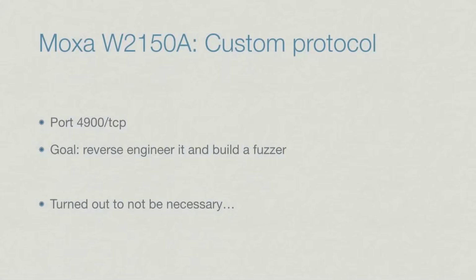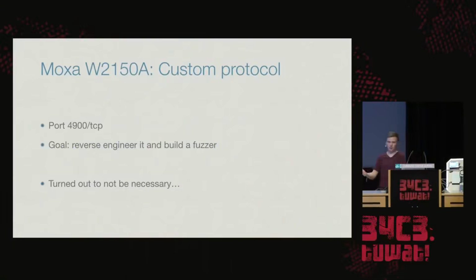Alrighty, but I know what you're thinking, right? Like these are authenticated bugs in the web interface. So we need something unauthenticated. We want something that's like cool and a real exploit, right? And so I decided to look at this custom TCP protocol, which runs on port 4900. And my goal was to reverse engineer the whole protocol and build a fuzzer for it to find vulnerabilities. That turned out not to be necessary.